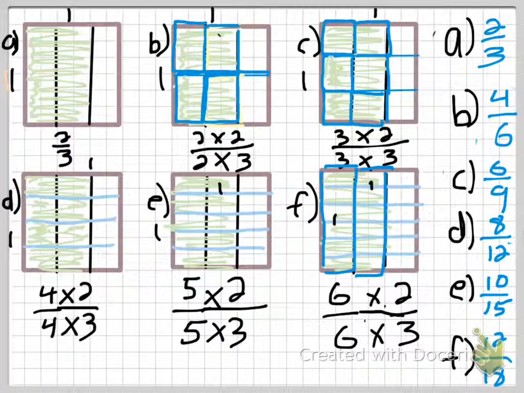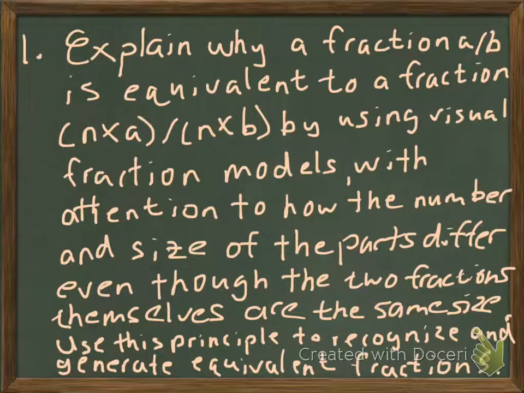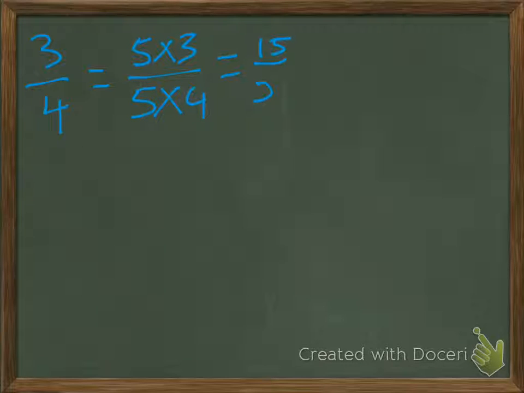And I like this allows us to view it purely in terms of multiplication. For example, if I have 3 over 4, using the theory of equivalent fractions, I can say that that's equivalent to 5 times 3 over 5 times 4. So that equals 15 over 20.